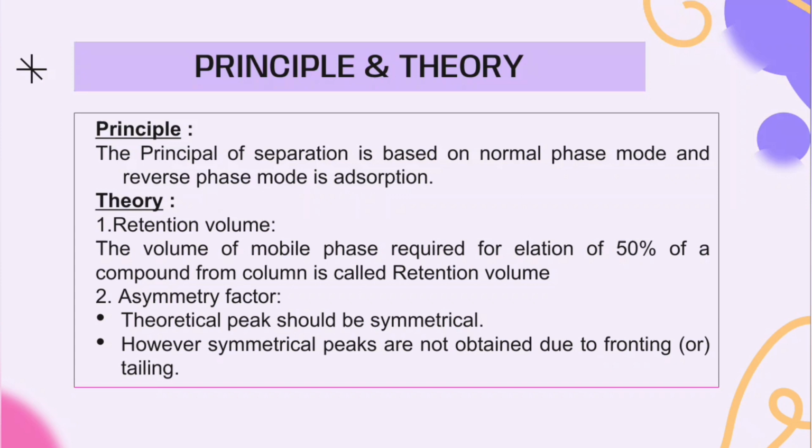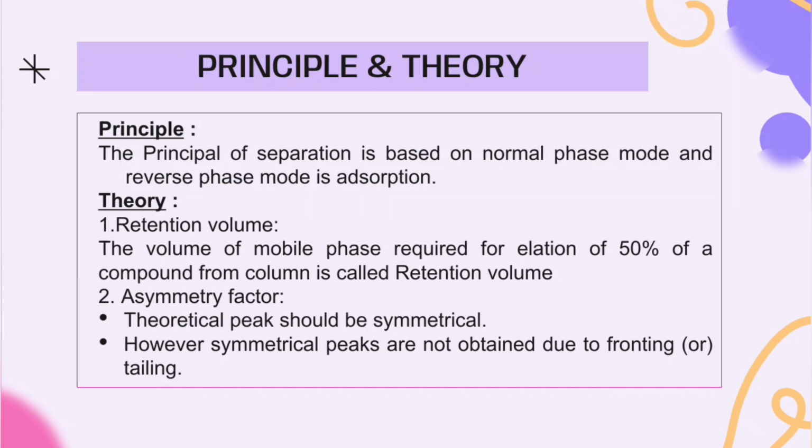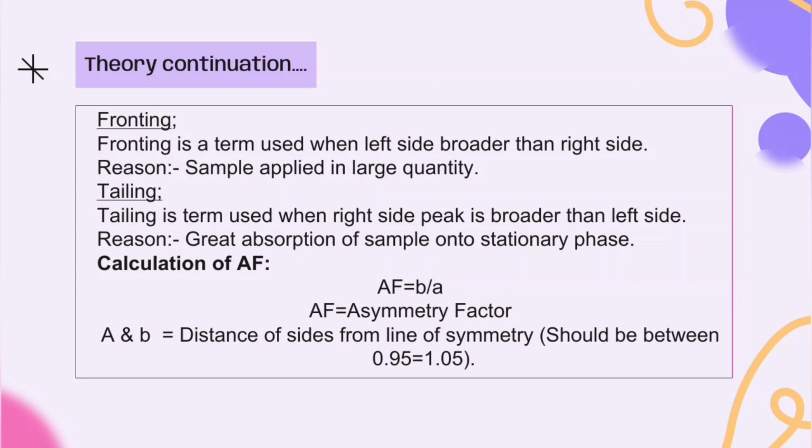In asymmetric factor, theoretical peaks should be symmetrical. However, symmetrical peaks are not obtained due to fronting or tailing. Fronting is the term used when the left side is broader than the right side. The reason is that the sample is applied in large quantity. Tailing is the term used when the right side of the peak is broader than the left side. The reason is great adsorption of the sample onto the stationary phase.